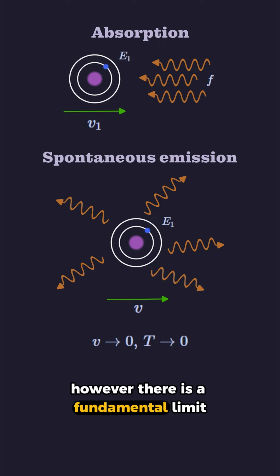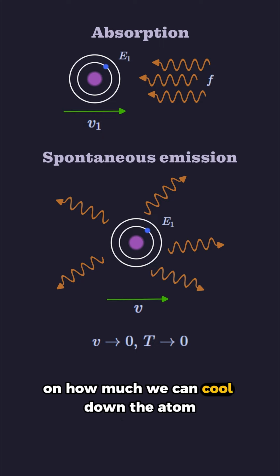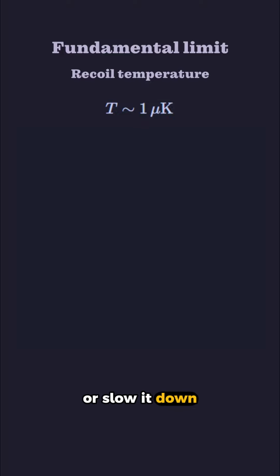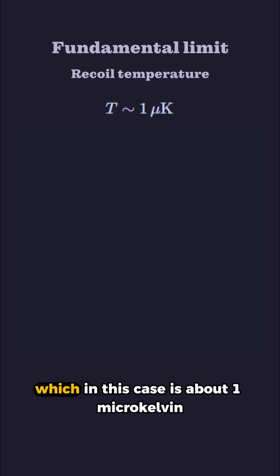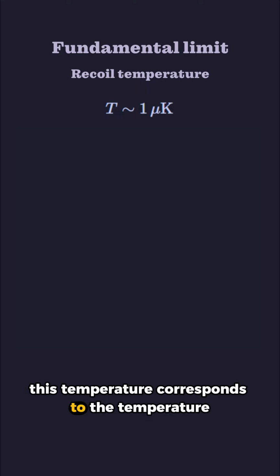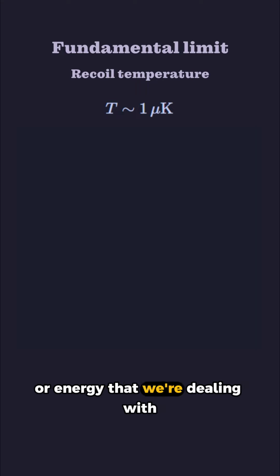However, there is a fundamental limit on how much we can cool down the atom or slow it down, and this is given by the recoil temperature, which in this case is about 1 microkelvin. This temperature corresponds to the temperature or energy that we're dealing with, which is the one from the photon.